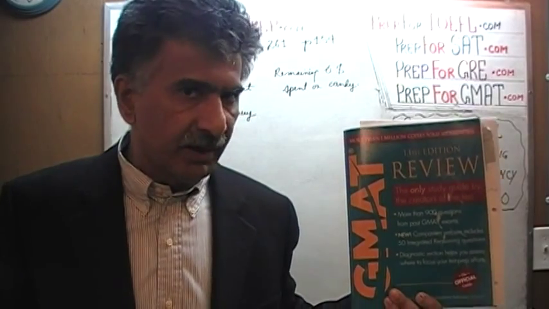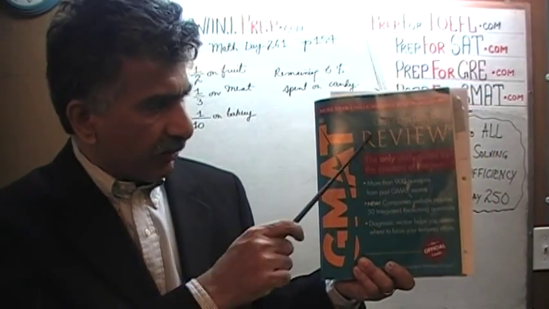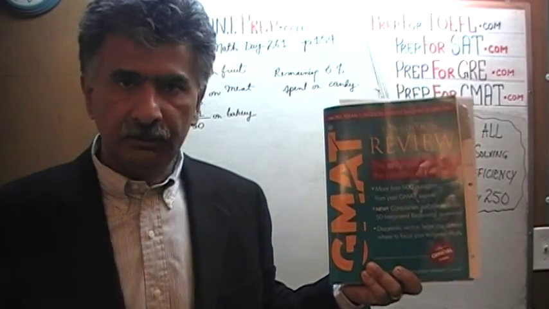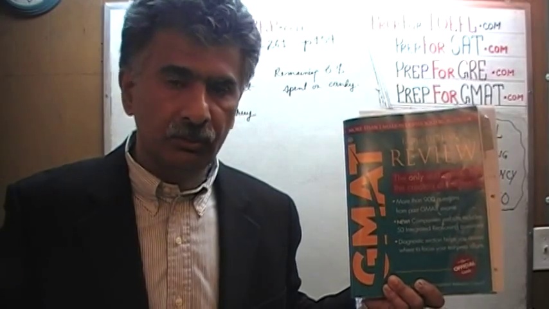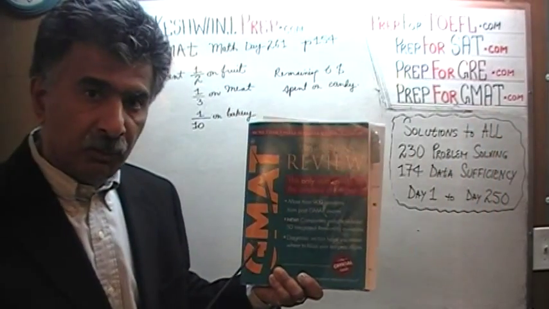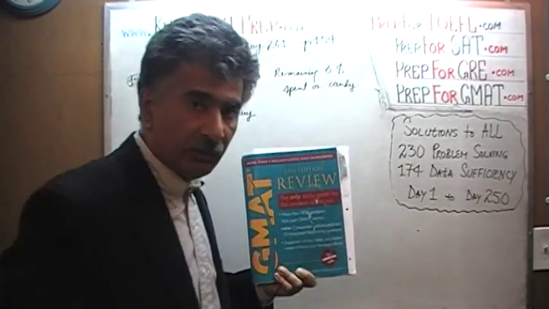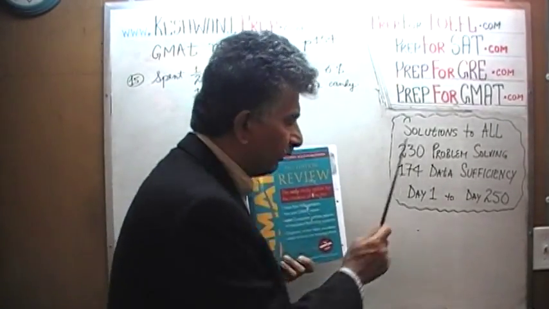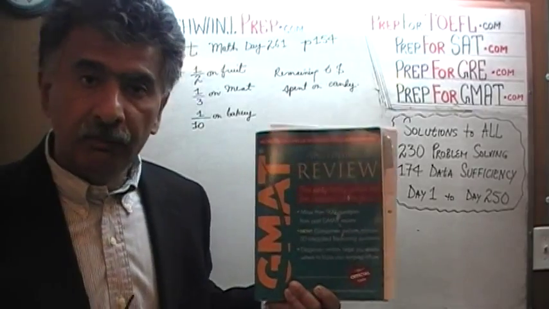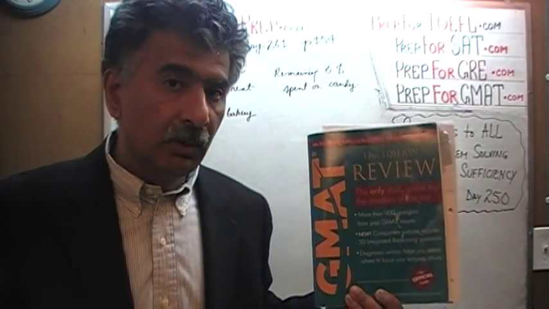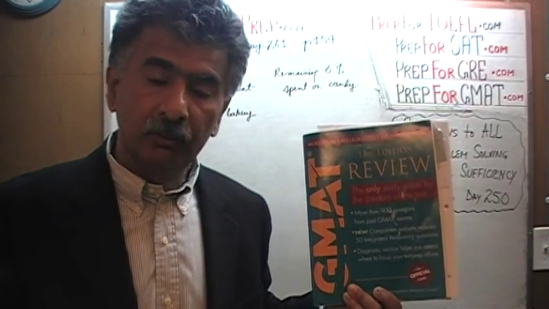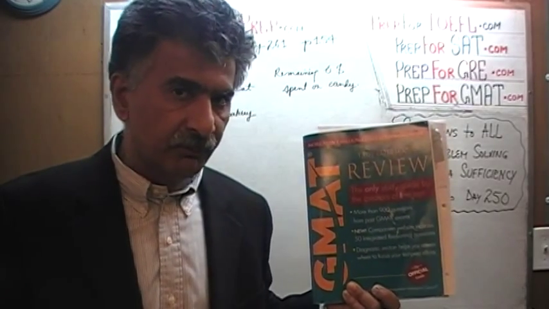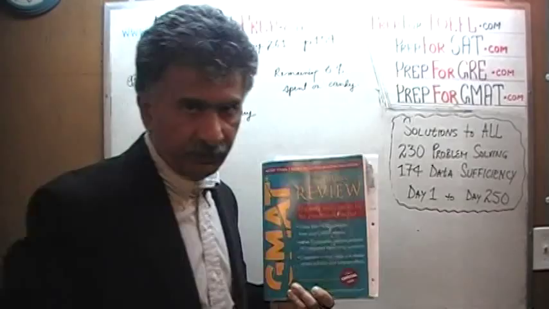We have been solving GMAT math problems out of this book here, GMAT Review, the official guide, the 13th edition. If you do not own this book already, purchase one immediately. You're going to need it. This book contains 230 problem solving questions. It contains 174 data sufficiency questions. We've already solved all the problems from this book. If you're interested in watching the original problems, you will find the solutions to the original problems from day number 1 through 250. Let's get going.